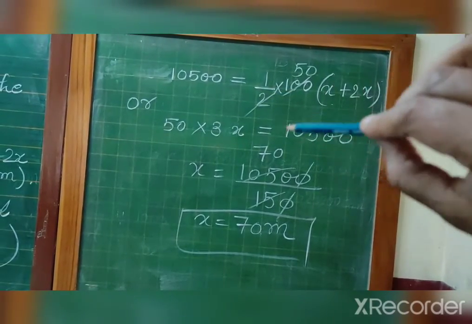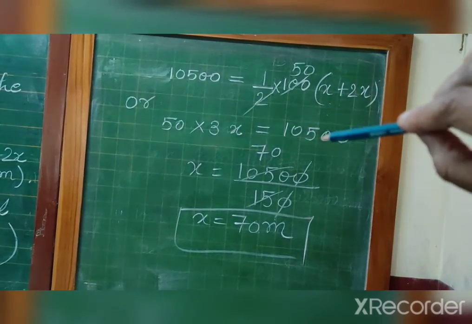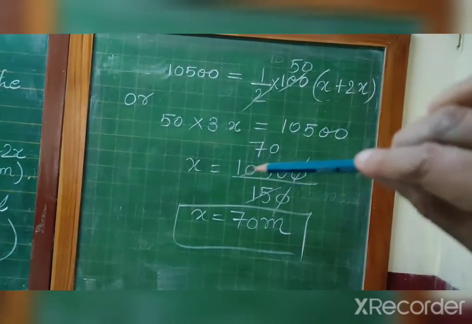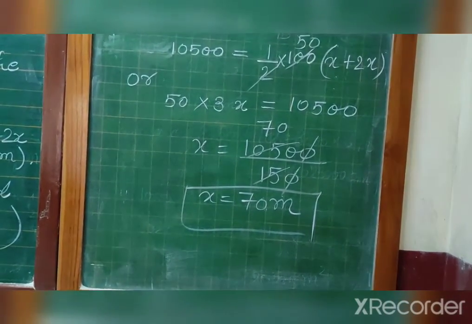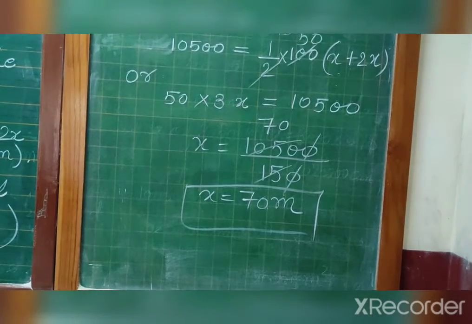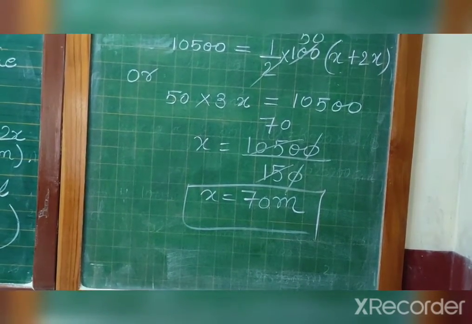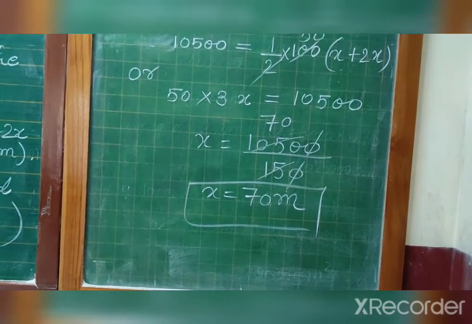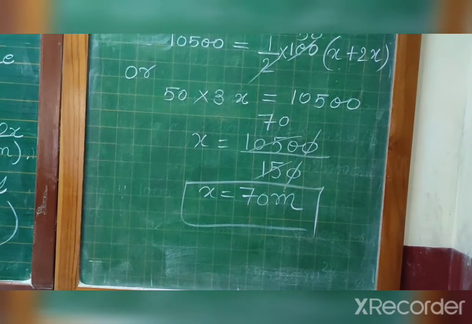So 50 into 3x is equal to 10,500, and 50 times 3 is 150. So 10,500 divided by 150, so x is 70 meter. So the side along the road is 70 meter. Then the side along the river is 2x. So 2 into 70, 140 meter.